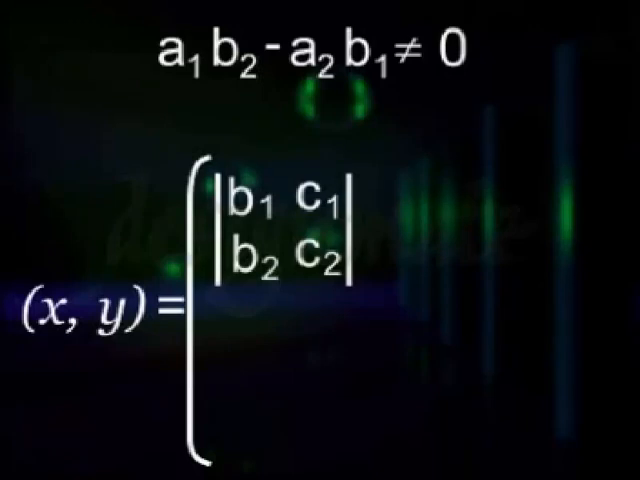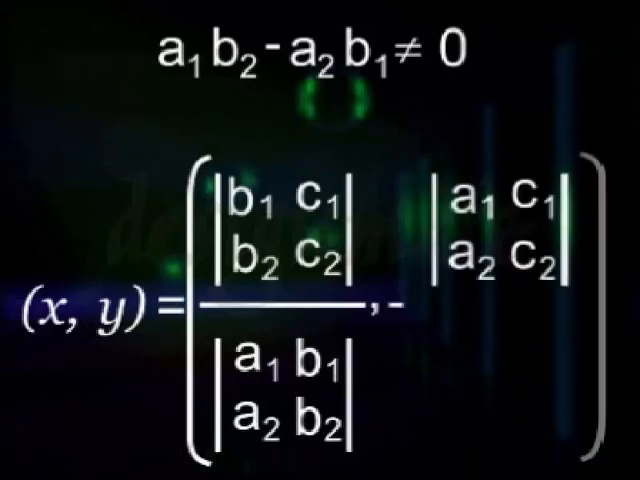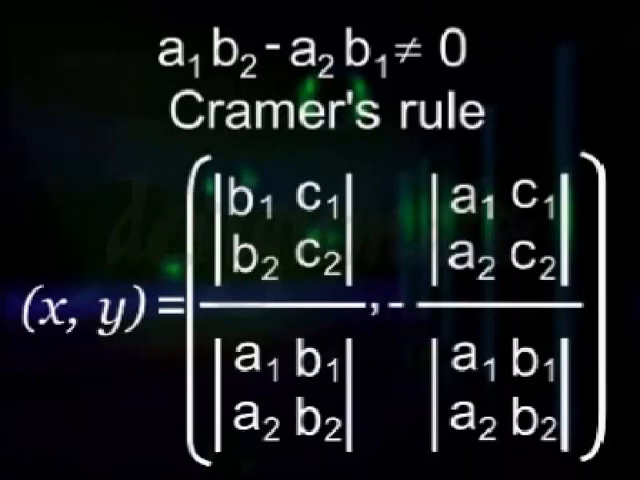Thus, if a1b2 - a2b1 is not equal to 0, the unique solution of the given system is given by (x, y) = (determinant of [b1 c1; b2 c2] upon determinant of [a1 b1; a2 b2], minus determinant of [a1 c1; a2 c2] upon determinant of [a1 b1; a2 b2]). This formula is known as Cramer's rule.